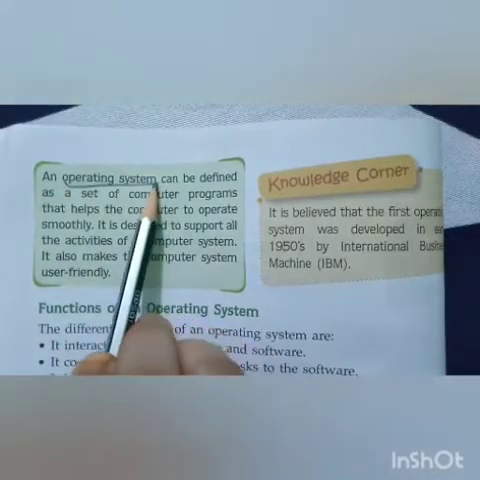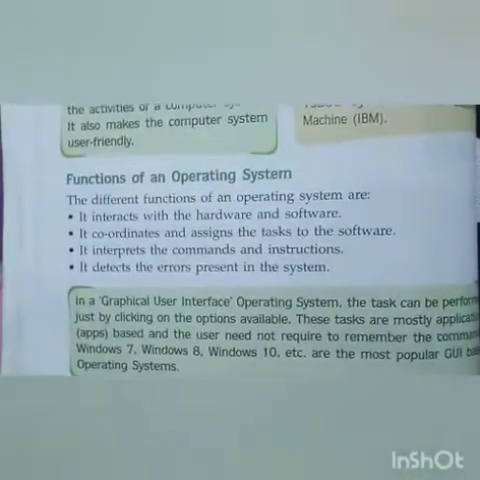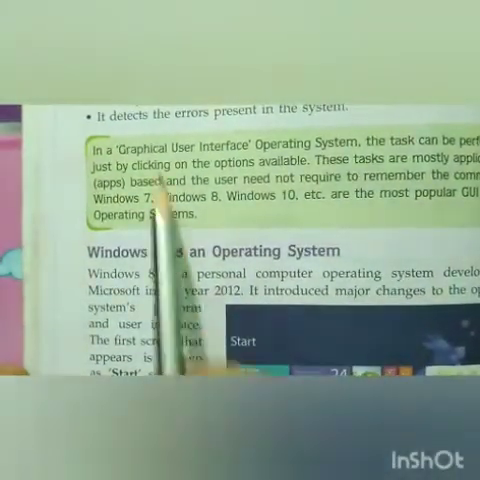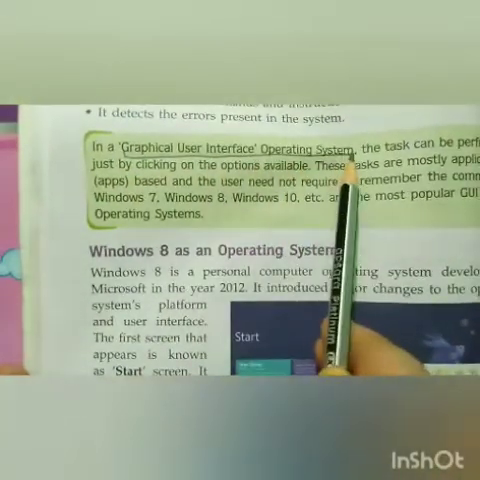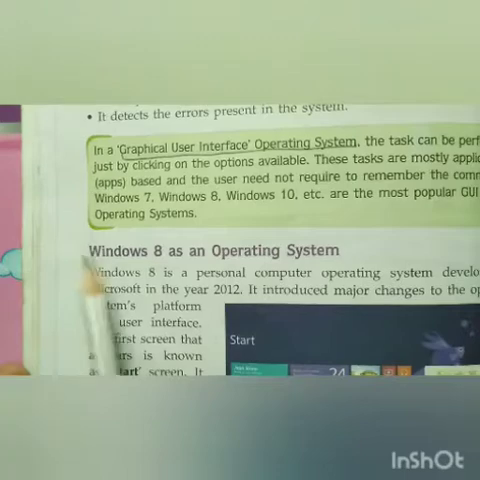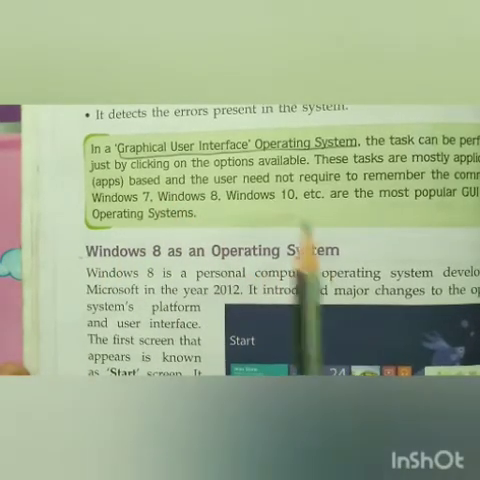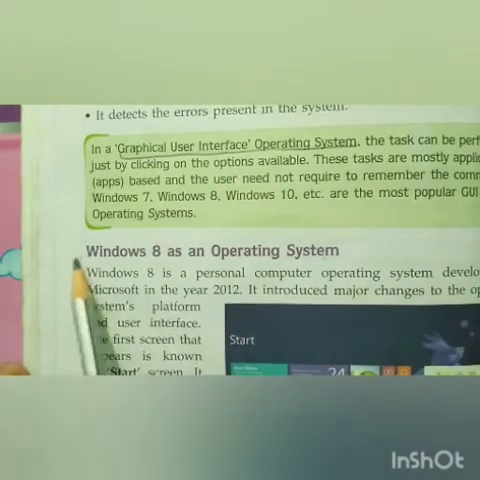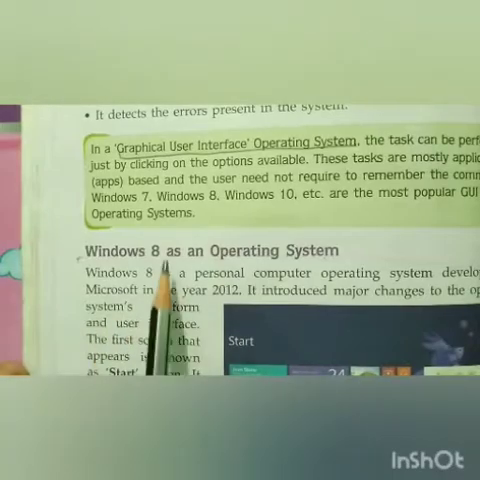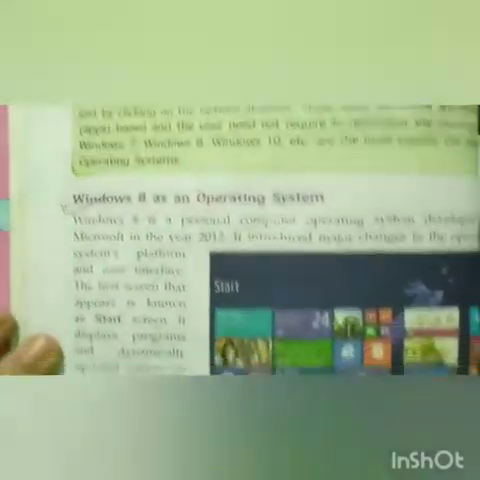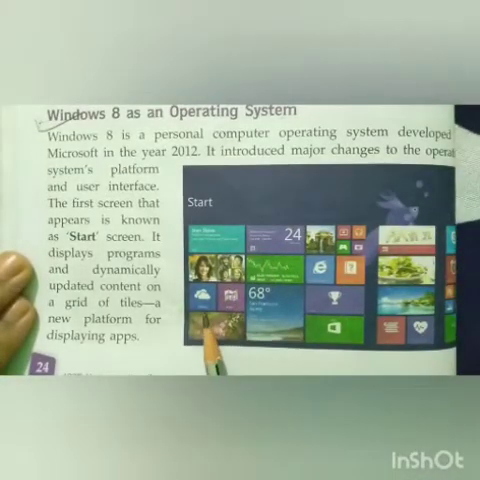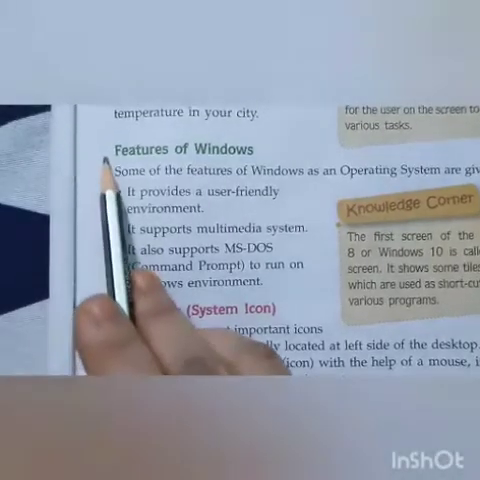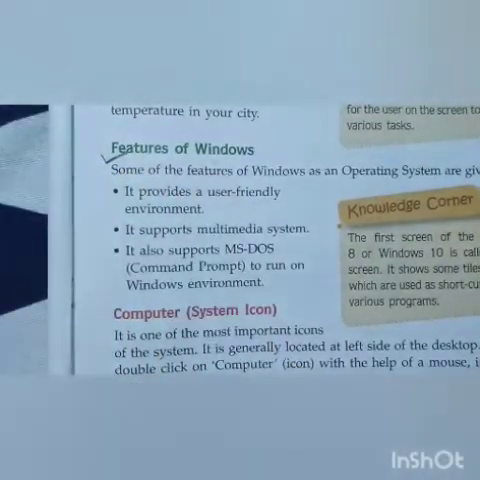operating system, that is, what is an operating system. We have also discussed the functions of an operating system. Next, we have studied the graphical user interface operating system. Windows 8 is an operating system which uses the environment of graphical user interface. We have also discussed the latest version of Windows, that is Windows 8. This is the start screen of the Windows 8 operating system.